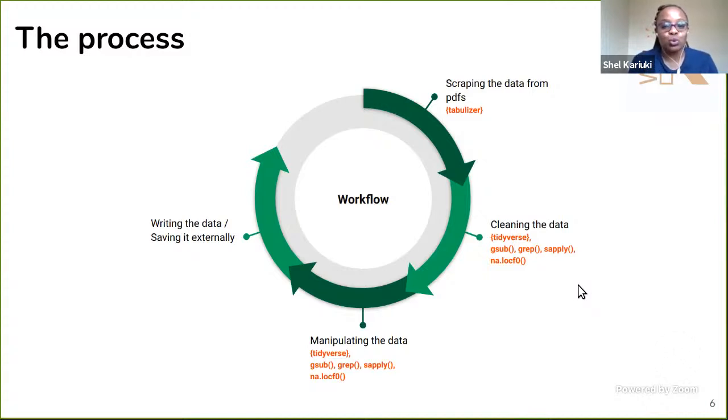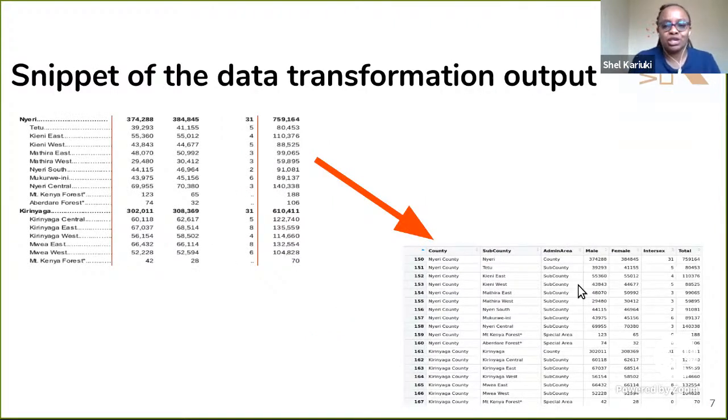So first I had to save the data externally, and then I created the package which would host this data eventually. Just a snippet of the data transformation output, or the output of the process. As I mentioned, Nyeri is a county, and under Nyeri we have different sub-counties, and for that you wouldn't be able to know which is the county and which is the sub-county. And then the data was reported in such a way that the total for each county was recorded at the top. For example, in Nyeri, that was 374,288. And then all the different sub-county data was recorded after it.